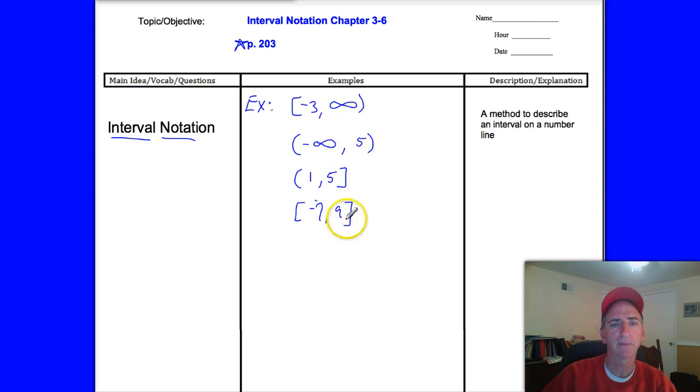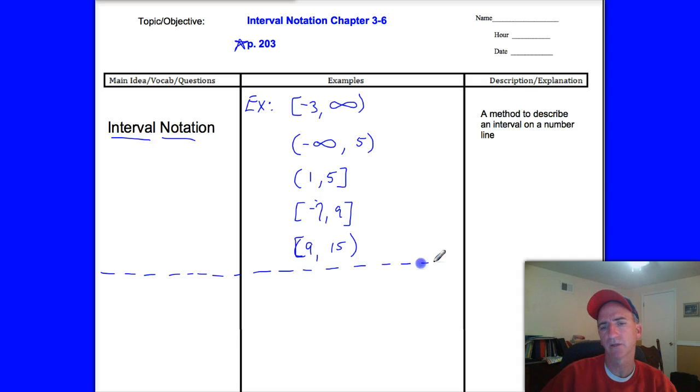So you can have any combination of parentheses and brackets. Could have a parenthesis, 9 and 15, with a bracket on the end. It could have a bracket on this side and a parenthesis on this side. Any combination of brackets and parentheses you can come up with would fit in there. Okay, so that's what it looks like.